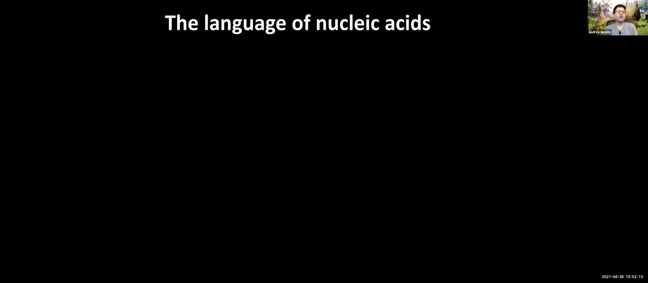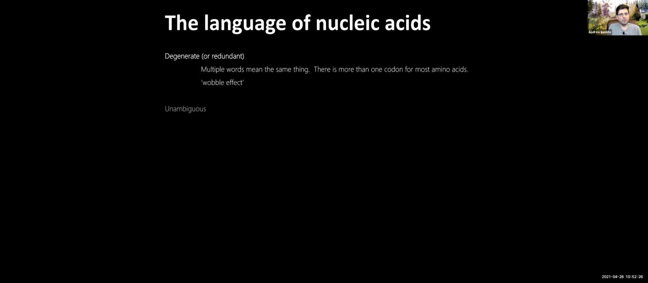Okay, so here are the formal rules of the road here. The language is degenerate. That's the phrase that also means redundancy. So a degenerate code is a code that has multiple words that mean the same thing. That's the whole wobble effect. It's unambiguous, meaning every word always means the same thing. You can't have a word that means 2 things. The exception there being the start codon, but that's not meaning 2 amino acids.